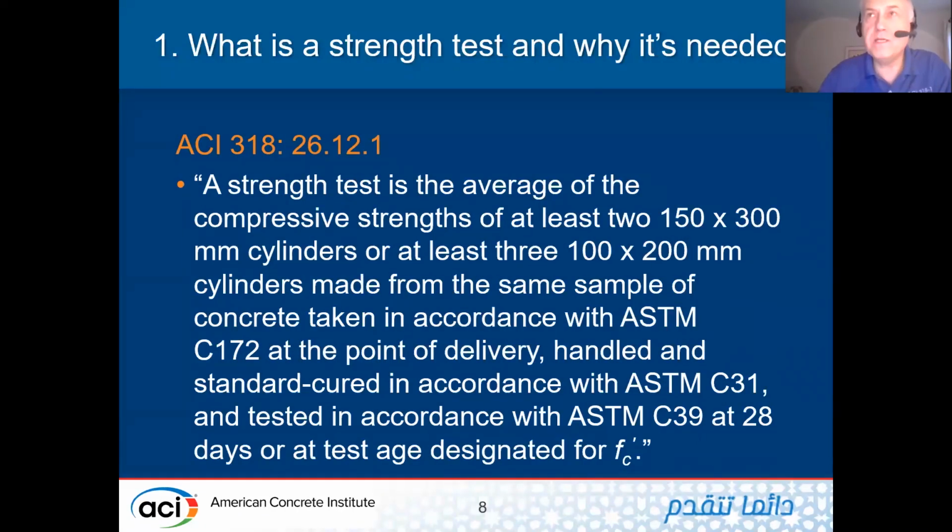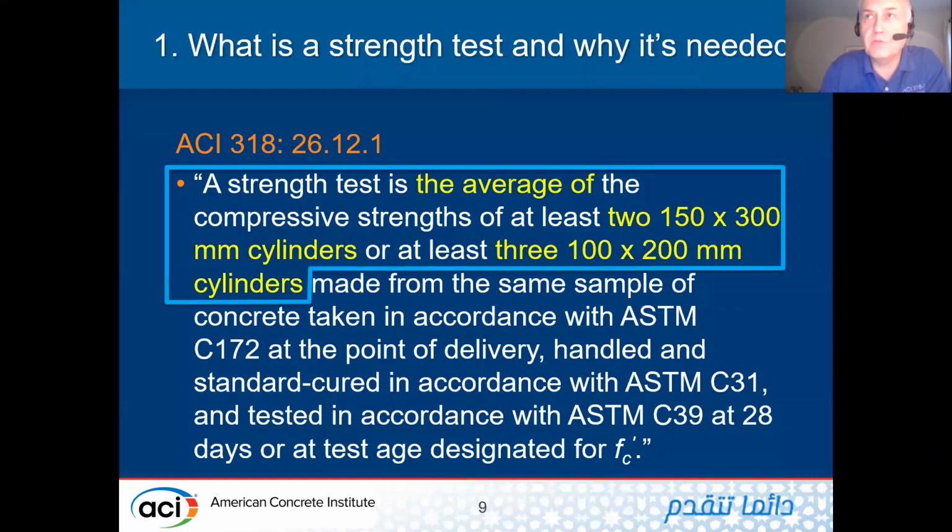So what is the strength test? And this is very important. The definition in ACI 318 is a long one, but we have to go through this to understand it. So let's divide it into little chunks. The very important thing is that the strength test is the average of the compressive strength of at least 2 cylinders that are 150 by 300 millimeters, or at least 3 cylinders 100 by 200.